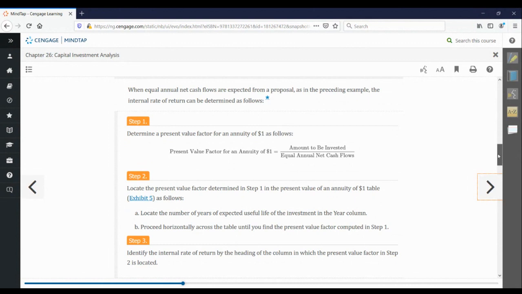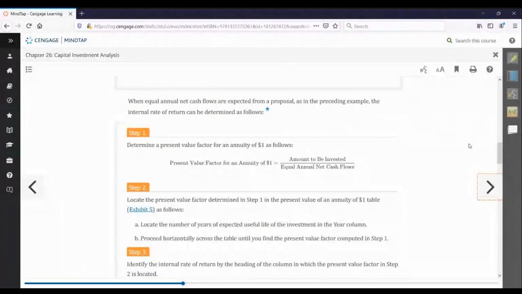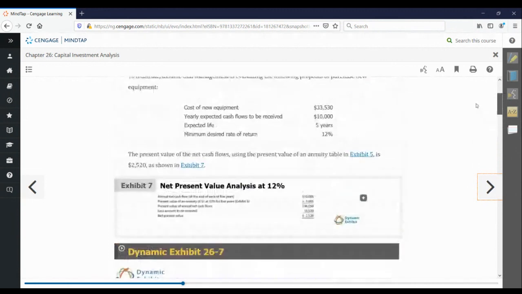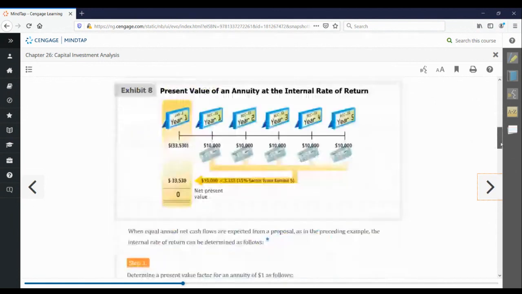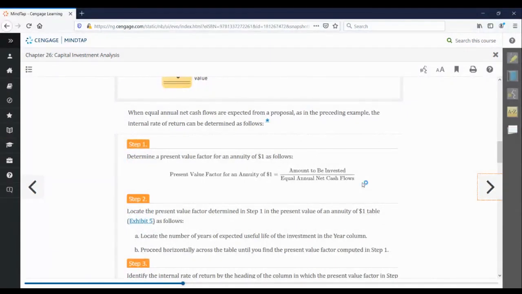So when you are calculating the internal rate of return, there's a series of steps that you can follow, and they're outlined in your book for you. First of all, you want to determine the present value factor, which would have been the amount that you had invested divided by the equal annual cash flows. The equal annual cash flows was $10,000. The amount that we were going to invest was $33,530. So if you take $33,530 and you divide it by the equal annual cash flows of $10,000 a year, that will give you the factor that you want to look up on your present value of an annuity table.